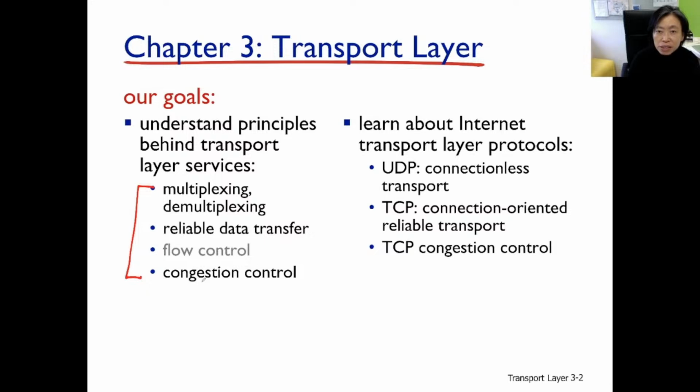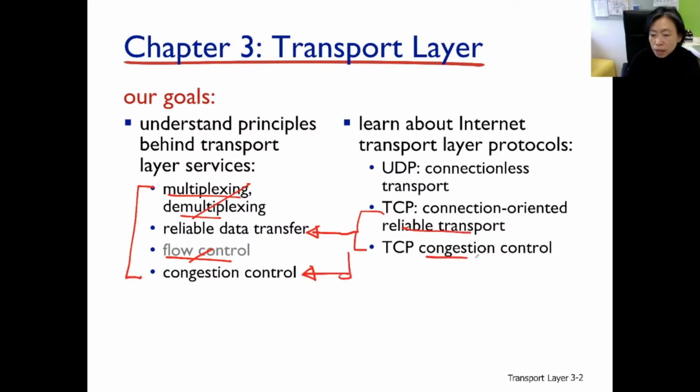Now each of these is important, but multiplexing, demultiplexing, and flow control are super simple. They'll be done in one slide or a couple of slides. Now, what's going to take us quite an amount of time is reliable data transfer, and then slightly less, congestion control. And both of these functions are implemented in TCP.